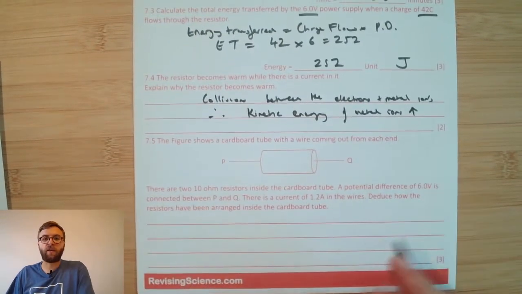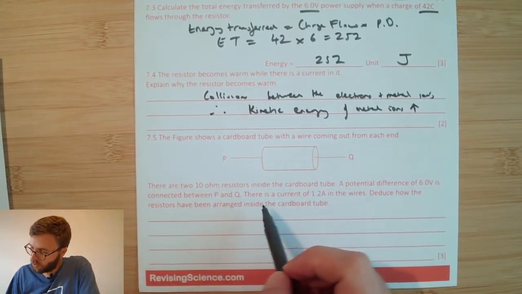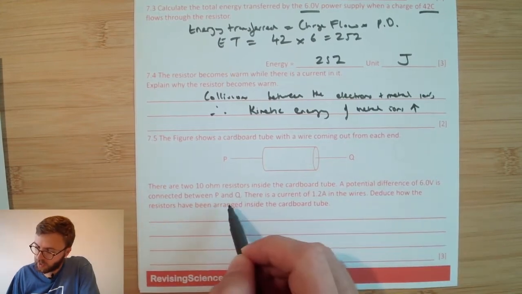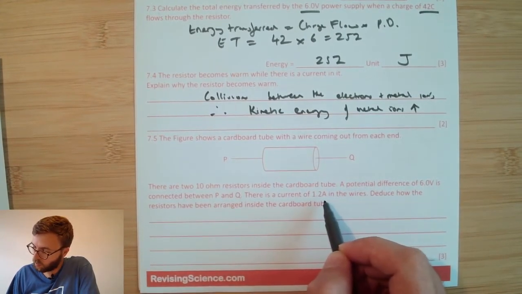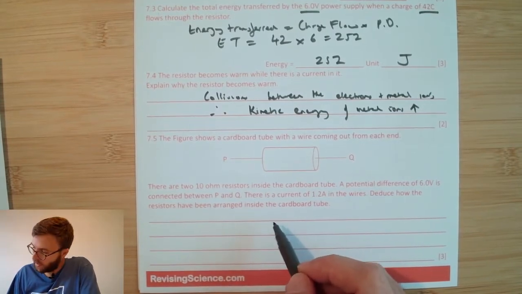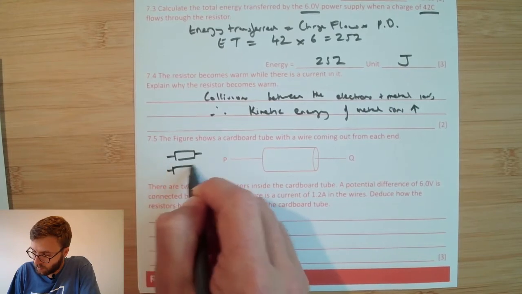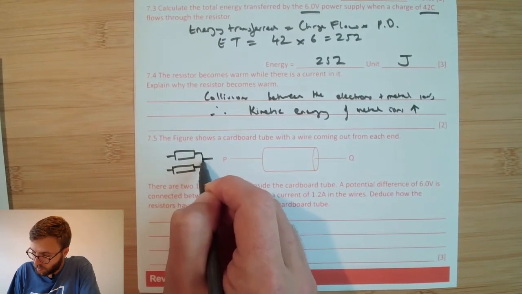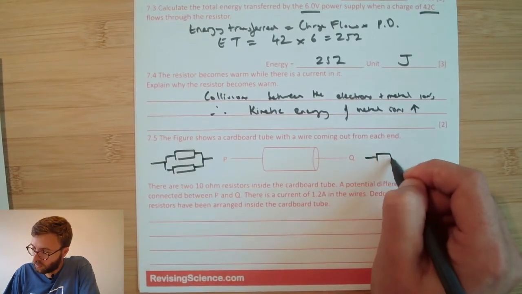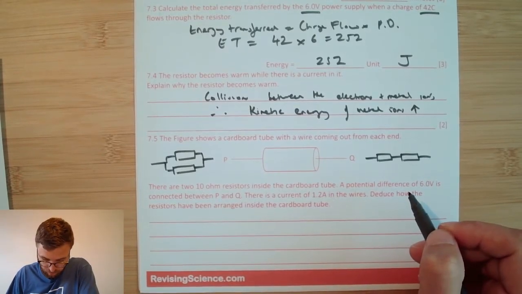Okay, 7.5. The figure shows a cardboard tube with a wire coming out from each end. There are two 10 ohm resistors inside the cardboard tube. A potential difference of 6 volts is connected between P and Q. There's a current of 1.2 amps in the wire. Deduce how the resistors have been arranged. Now we know from this that the resistors could be arranged either like this, so they'll be in parallel inside here, or the resistors could be arranged in series.